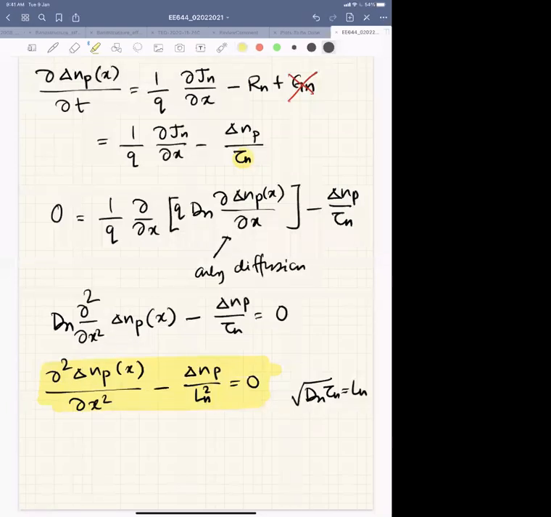So this is the equation I have to solve to find how delta np(x) is changing. The solution for this, I could write down as A e^(-x/Ln) plus B e^(x/Ln), right? This is the solution of this differential equation. This is how your excess minority carriers vary in the p side. Then I have to put in the boundary conditions.